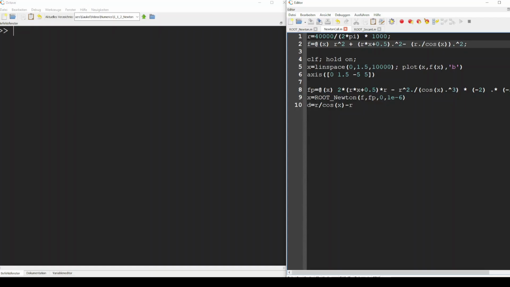Okay, let's come to our problem, the rope around the Earth. This was in our video, the last one or the second to last one. And here we have the radius of the Earth, 40,000 kilometers divided by 2 pi is the radius in the unit kilometers, and times 1000 means the radius in the unit meters. And this is our equation, r squared plus (r times x plus a half) squared, minus r divided by cosine x squared. Okay, we can plot that function, and then we are looking for the root.